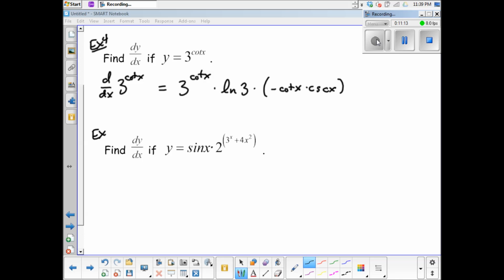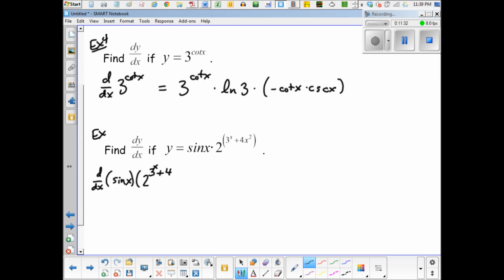Okay, our next example is a product rule problem. So we'll start off by writing out the question. We have sine x times 2 to the power, and this is all in the exponent here, 3 to the x plus 4x squared. So watch your handwriting size there.